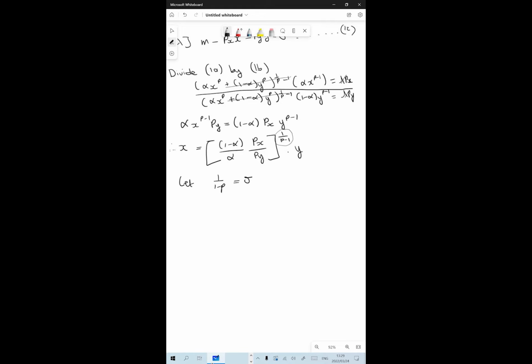Let me just write it out so it's clear. So now that we've done this, if we want everything to the power of positive sigma, that means alpha and py will have to go up. We can move things around and get this.